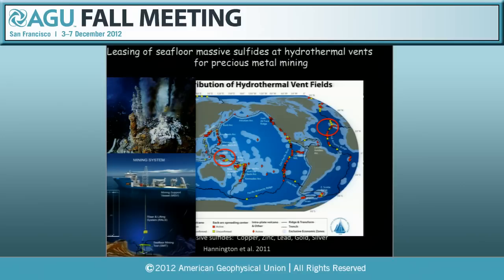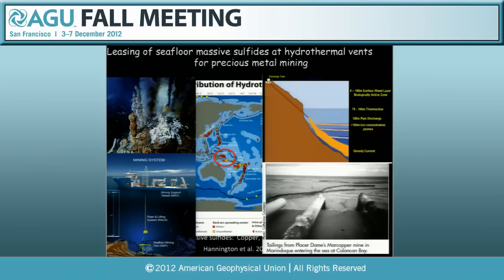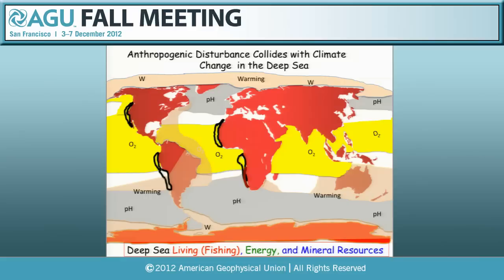But beyond that mining, we also have mine tailings from land being deposited into the deep sea, as people believe it's an inert area. So our continental margins are being covered with terrestrial tailings. Many of them have toxic compounds. And Papua New Guinea and those Western Pacific islands, as well as Norway, are places where we find this going on.